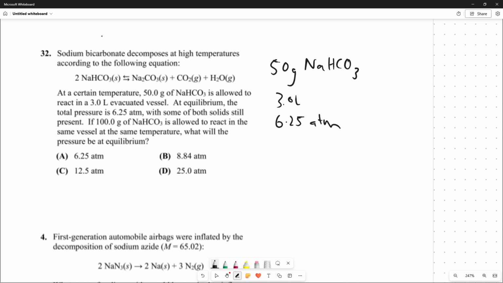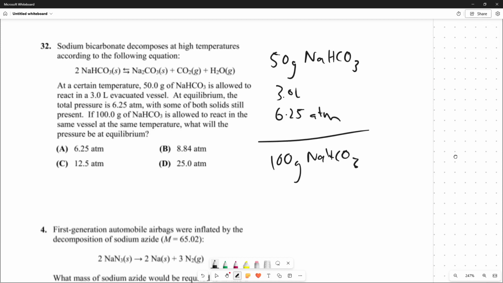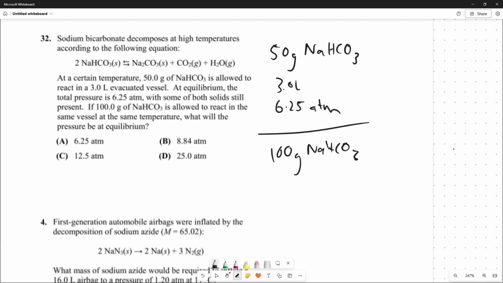So instead, we're going to have 100 grams of NaHCO3. So we can see that the mass is going to be changing. So that's going to be part of our formula. And then it's allowed to react in the same vessel at the same temperature. What would the pressure be at equilibrium? So the pressure is also going to change, right?